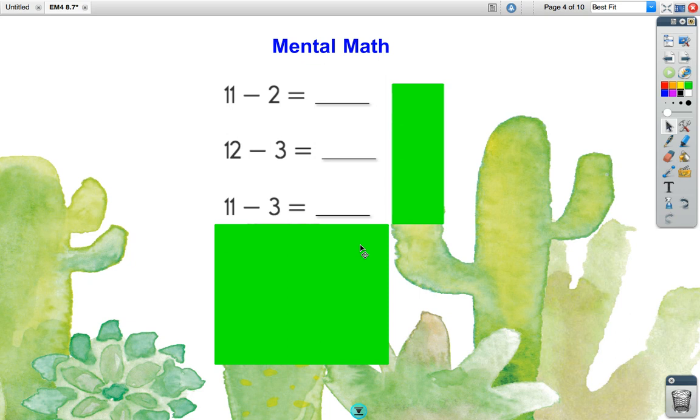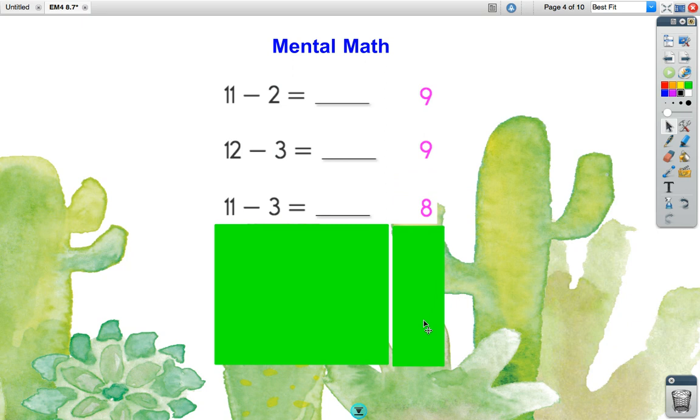The answers are as follows. 11 minus 2 equals 9. 12 minus 3 equals 9. 11 minus 3 equals 8. Great job.